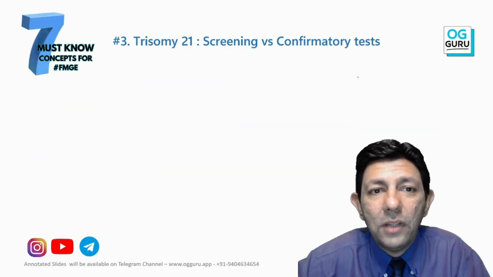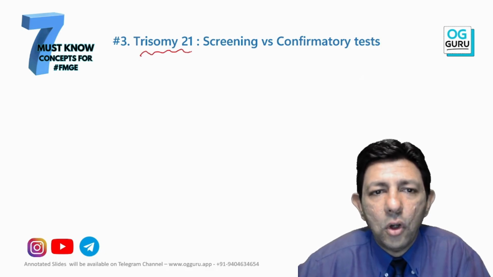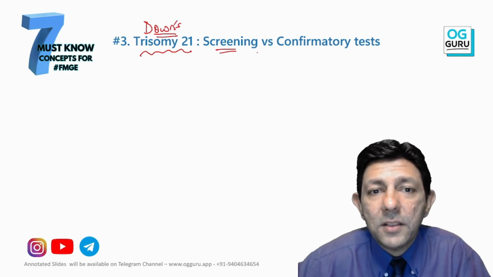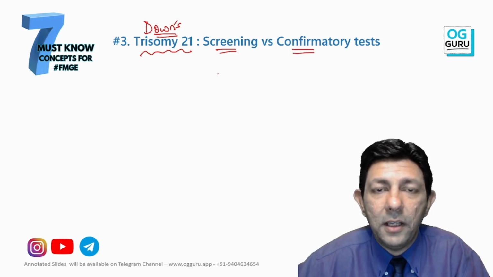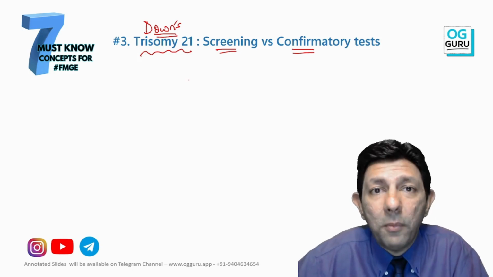Moving on to the next important concept. Yes, sir, definitely a short question for Down syndrome, trisomy 21 detection. There are some screening tests, there are some confirmatory tests. Now students have a lot of confusion. What is the dual marker test, triple marker test, quadruple marker test? How are they performed?